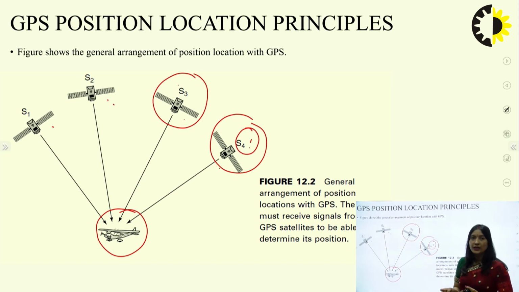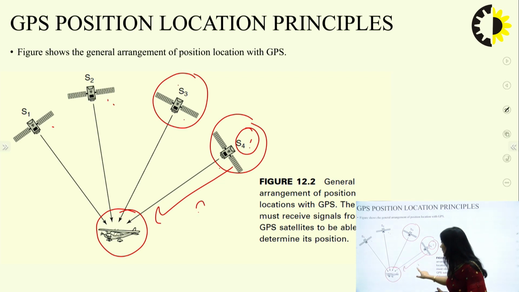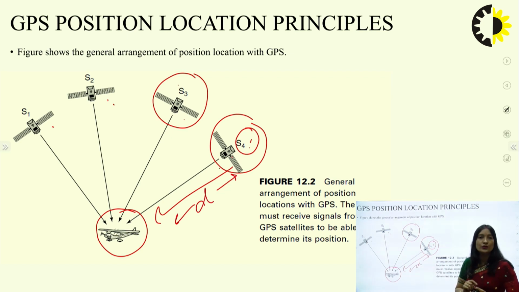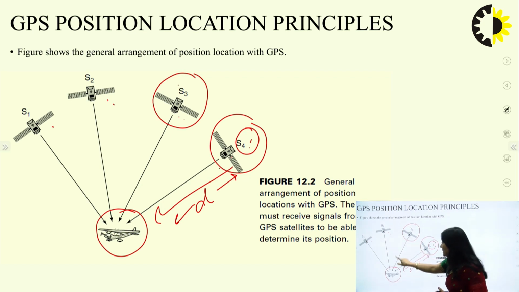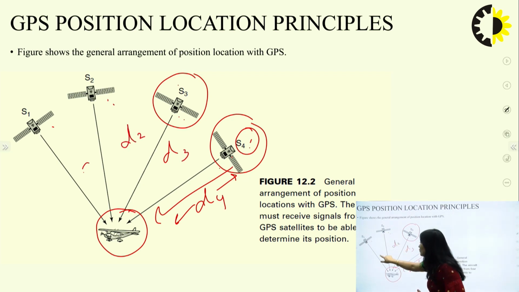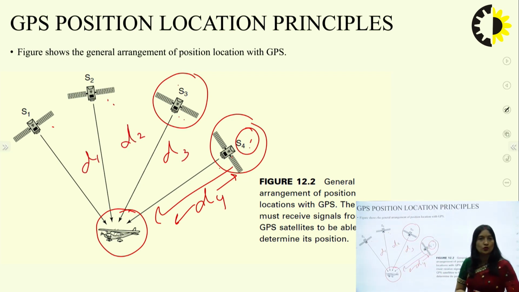Okay, so we know the time, we know the velocity, so can we calculate the distance? So in that way we can calculate the distance between the satellite and the unknown position. Similarly, the distance from this satellite will also be known, and the distance from this satellite will also be known, and the distance from this satellite will also be known.